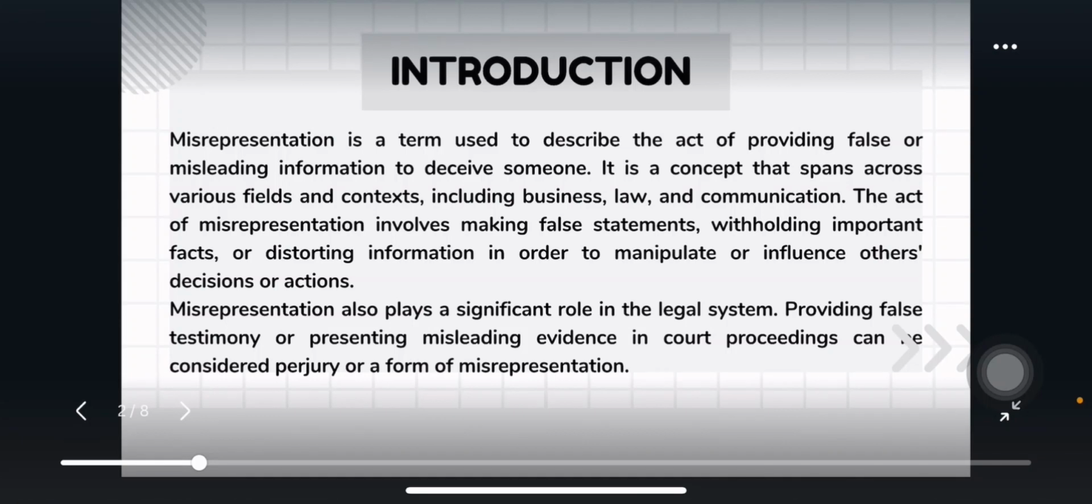Misrepresentation also plays a significant role in the legal system. For example, if a person provides false testimony or presents misleading evidence in court proceedings, this can be considered perjury or a form of misrepresentation.